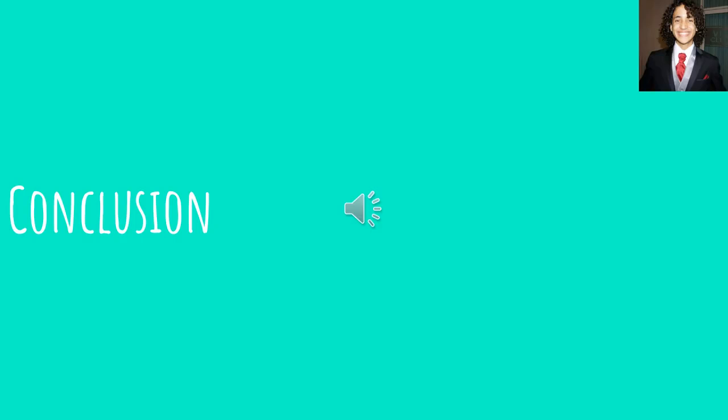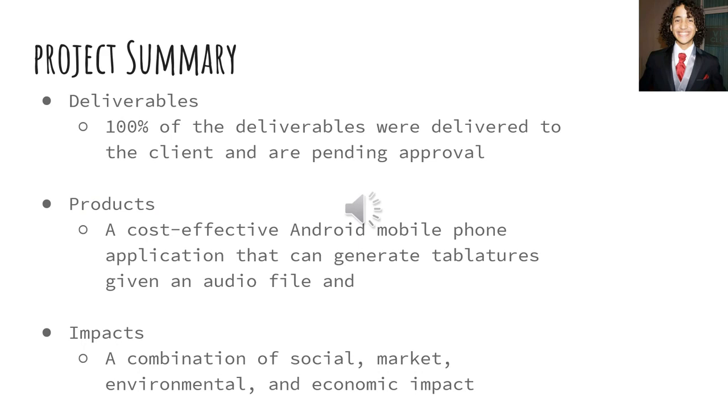So in conclusion, we can see some of the results of our project moving forward, and we will go into this project summary first. So for the project summary, we had the deliverables. 100% of deliverables were delivered to the client and are pending approval. The products of a cost-effective Android mobile phone application that can generate tablatures given an audio file or audio input by the user. And the impacts, a combination of social, market, environmental, and economic impacts were achieved thanks to our product now existing in the market.